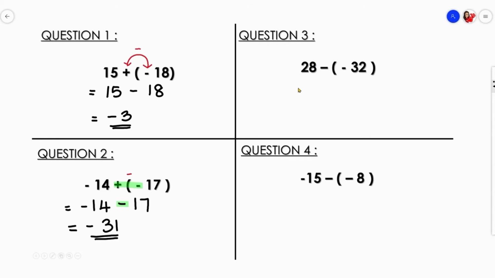Let's look at question 3. Now let's look at the symbol before and after the bracket. They are both negative, so these are like symbols. Like symbols always end up with a positive, based on what we discussed earlier. So we multiply the negative with the negative. Rewrite your question. Now your question is 28 plus 32, whereby the negative and negative before and after the bracket have converted to a positive symbol. So this is normal addition, you're just going to add the 28 and the 32, and that's going to give you 60.